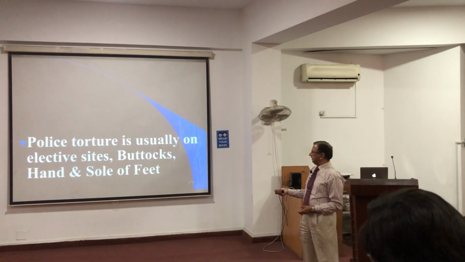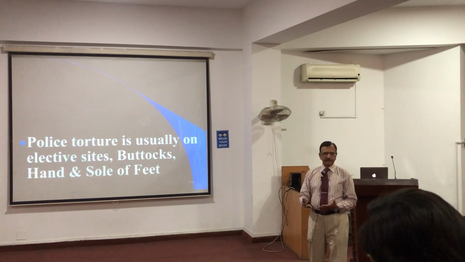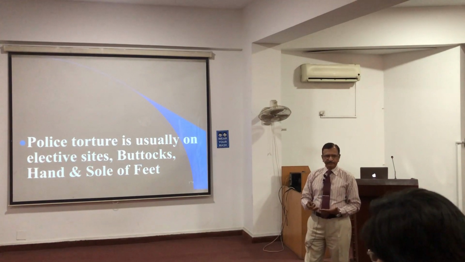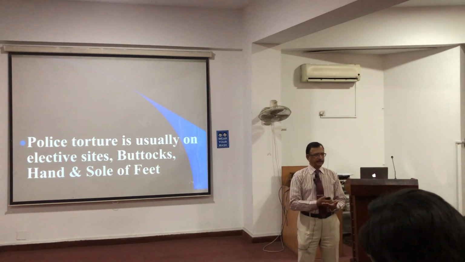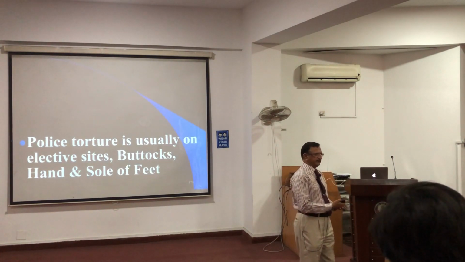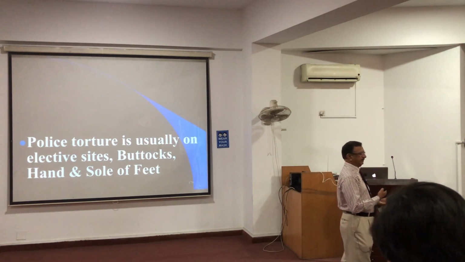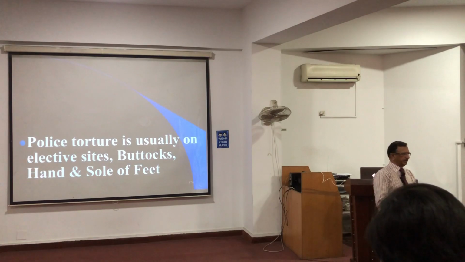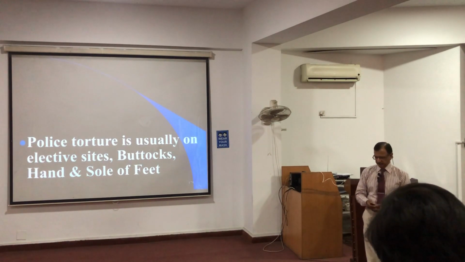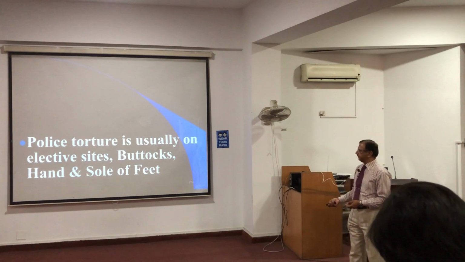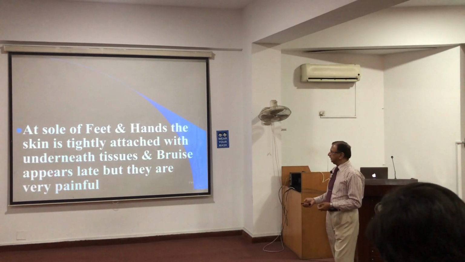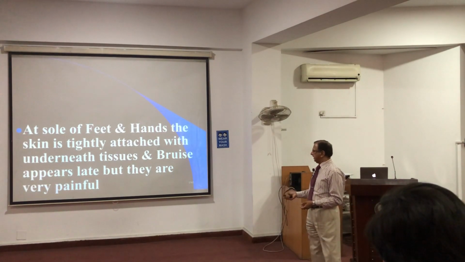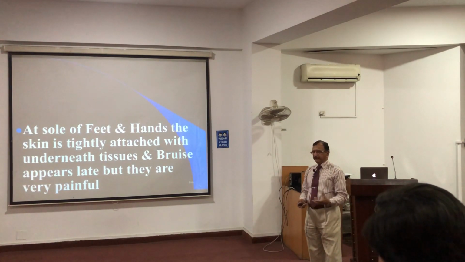Similarly, in the palms of the hands and the soles of the feet, the skin is firmly adherent to the subcutaneous tissue, and there is no space available for the collection of blood. That's why they are the elective sites. The hands will be extremely painful and tender, but no extravasation of blood will be visible. Similarly on the soles of the feet. So at the soles of the feet and hands, the skin is tightly attached to the underlying tissues, and a bruise can appear delayed, very faintly, but it is very painful.